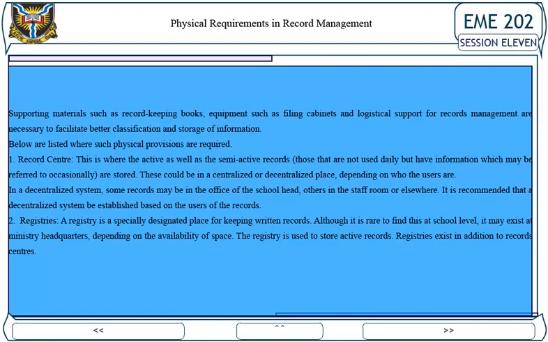2. Registries. A registry is a specially designated place for keeping written records, although it is rare to find this at school level. It may exist at ministry headquarters, depending on the availability of space. The registry is used to store active records. Registry exists in addition to records centers.